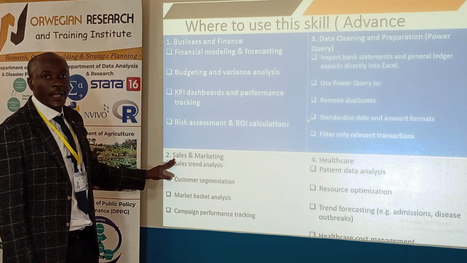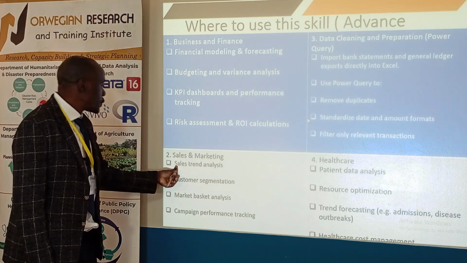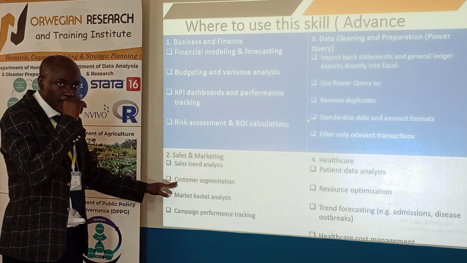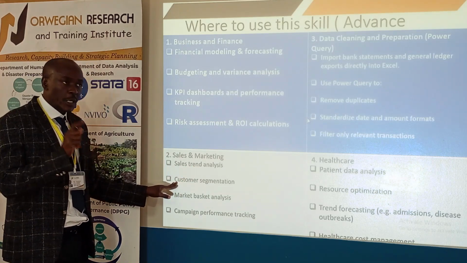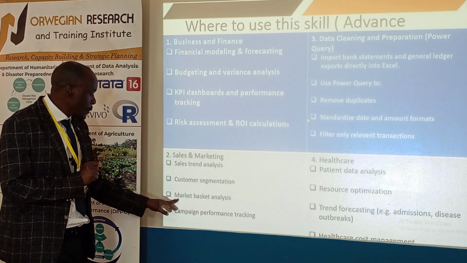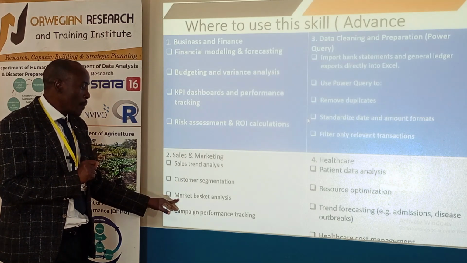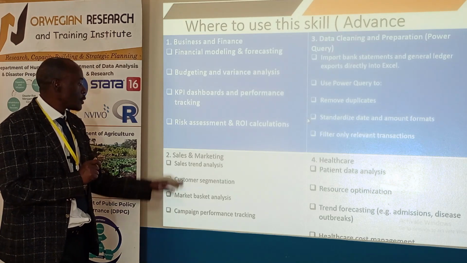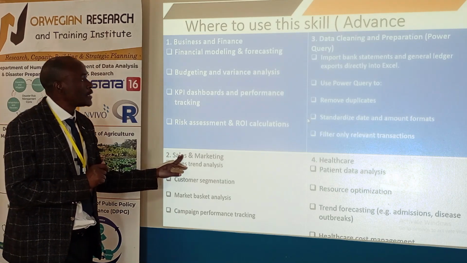Now, to those people who are in the sales and marketing department, they use Excel for sales trend analysis, for customer segmentation, which is very important so that you reach your customer with the best product they need. Then we also have market basket analysis and campaign performance tracking. That's the people in the sales and marketing department.